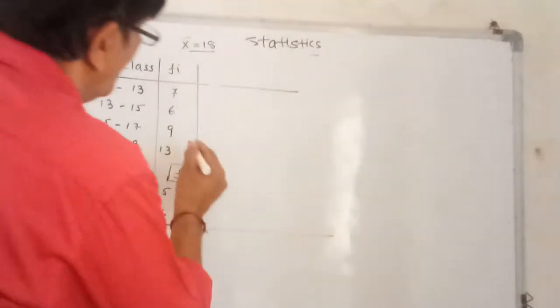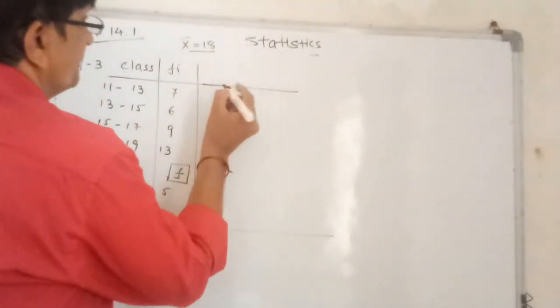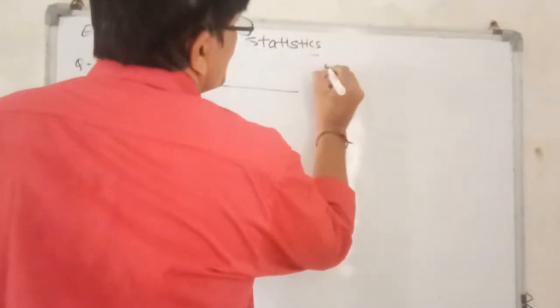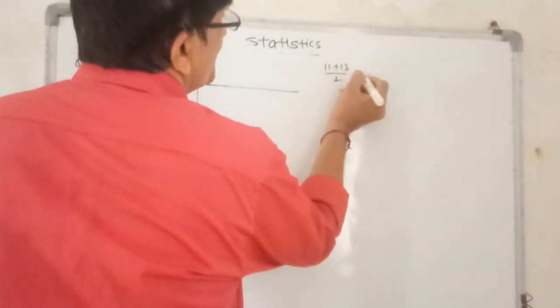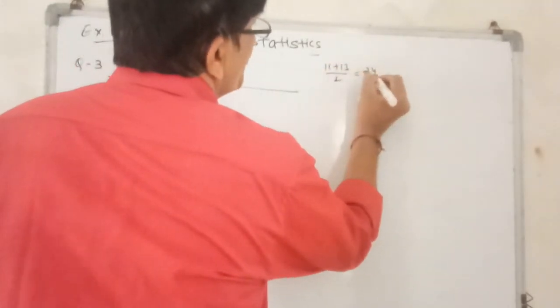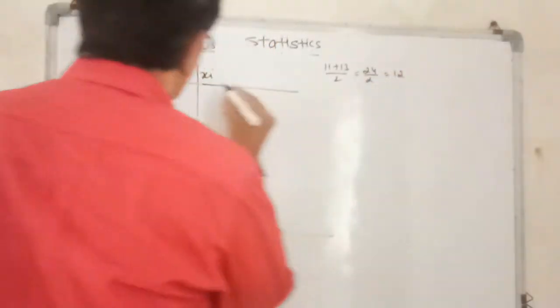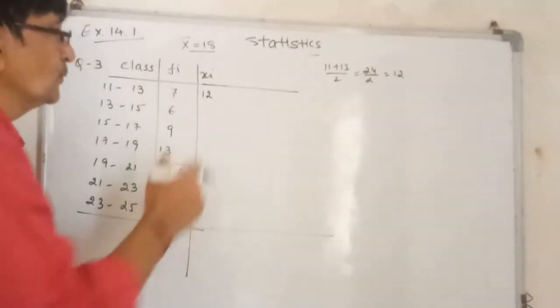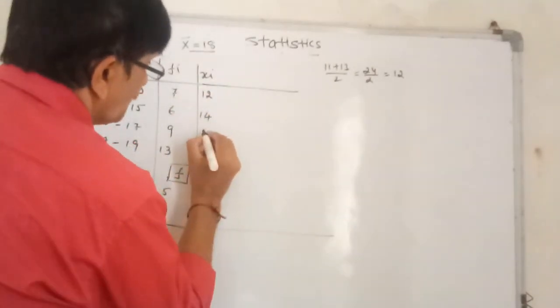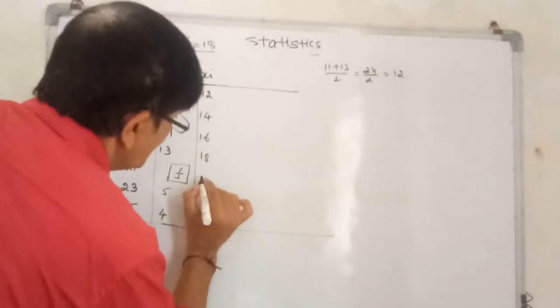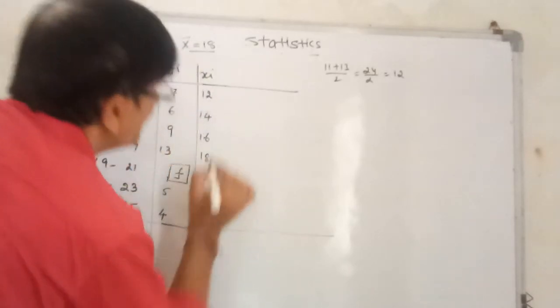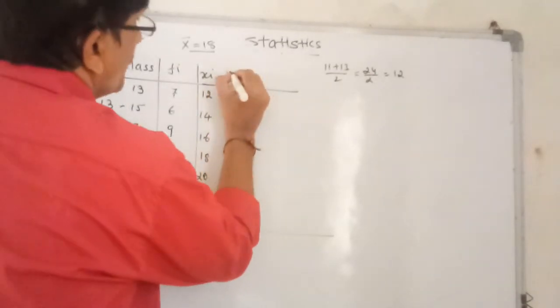I am solving it by the step deviation method, the third one. First we have to find xi, the mid value of the class. So 11 plus 13 divided by 2, so it is 24 divided by 2, it is 12. So the first one is 12. Now the class length is 2, so just add 2 to each observation. So 12, 14, 16, 18, 20, 22 and 24.